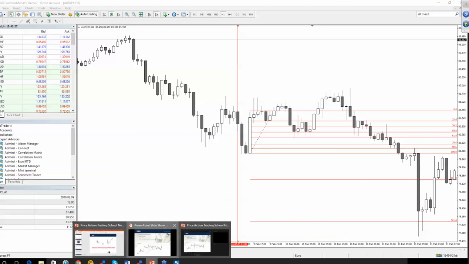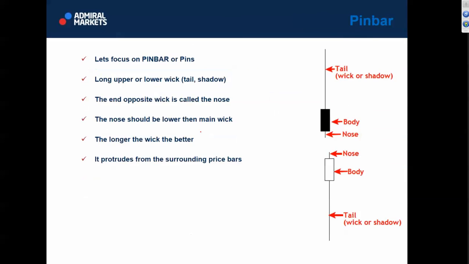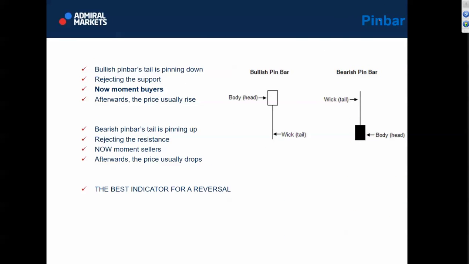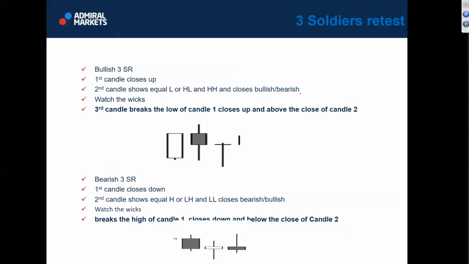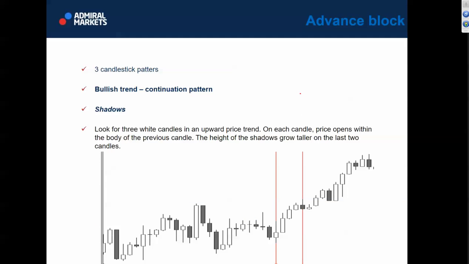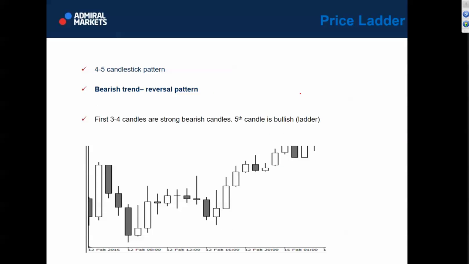The last question, Ilya, he wants slides. Here, these are the slides, the only slides that I have made. So, pin bar, three soldiers retest, advanced block, price ladder. The most important thing for today.